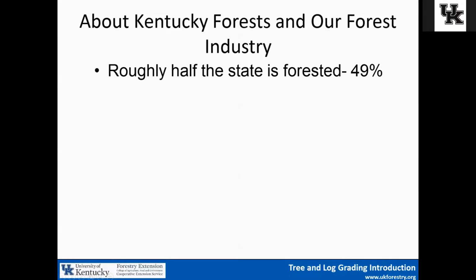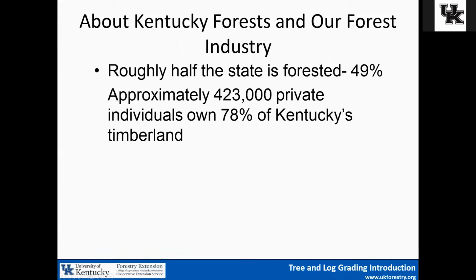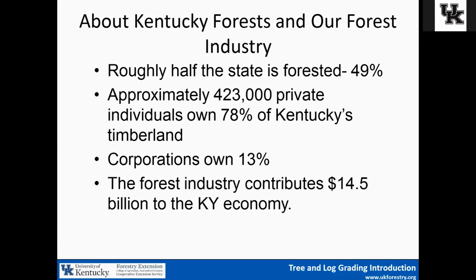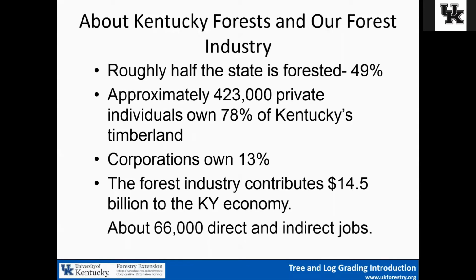Roughly half of our state, about 49%, is forested. We've got right around 423,000 private individuals who own 78% of Kentucky's timberland. Corporations own about 13%. The residual is owned by state and federal, so as you can tell, that's a pretty small percentage. The forest industry contributes about $14.5 billion to the Kentucky economy and about 66,000 direct and indirect jobs.